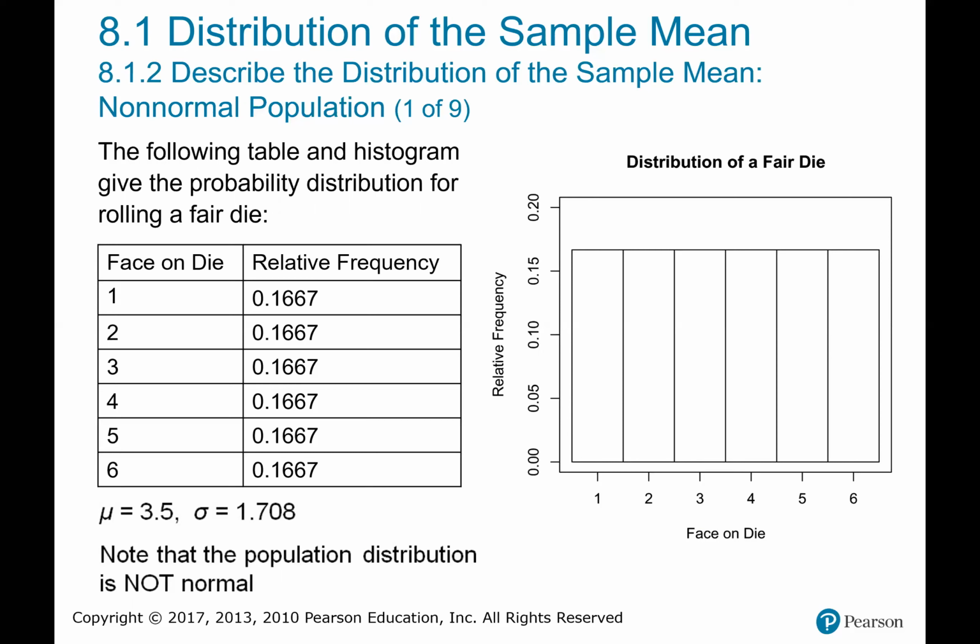So if I find the mean of the population, it is going to be 3.5, and the standard deviation of the population is 1.708. Note that the population distribution is not normal. Obviously, they are not normal because they are all the same, okay? So now the question is, okay, what happened in this case?